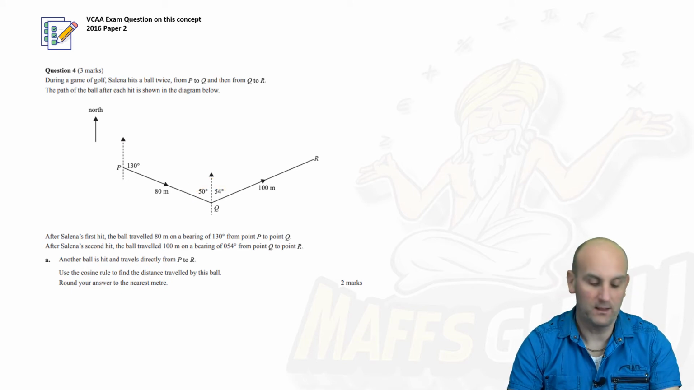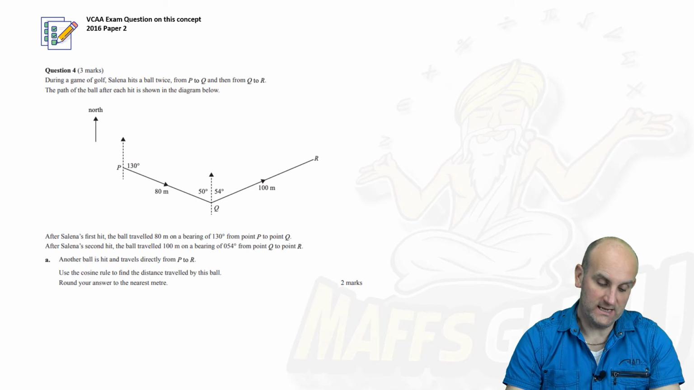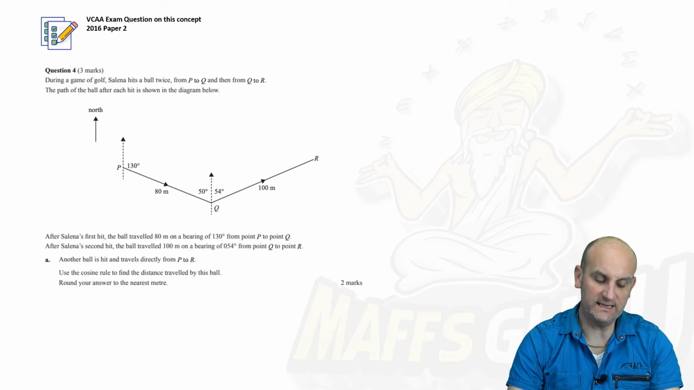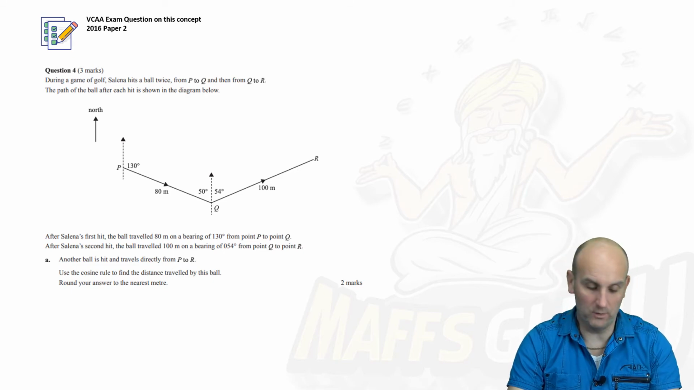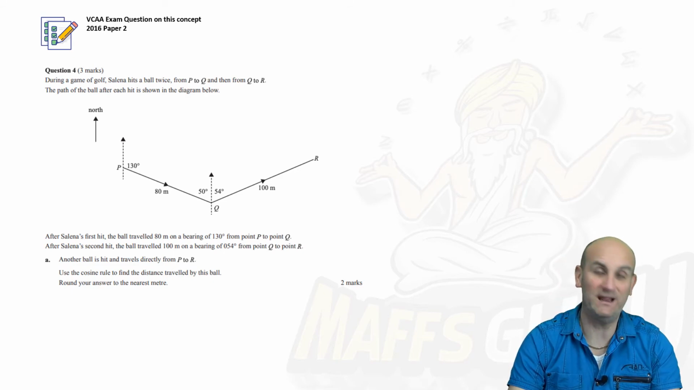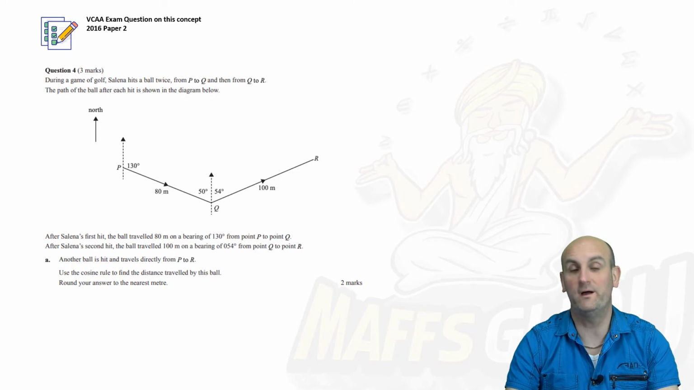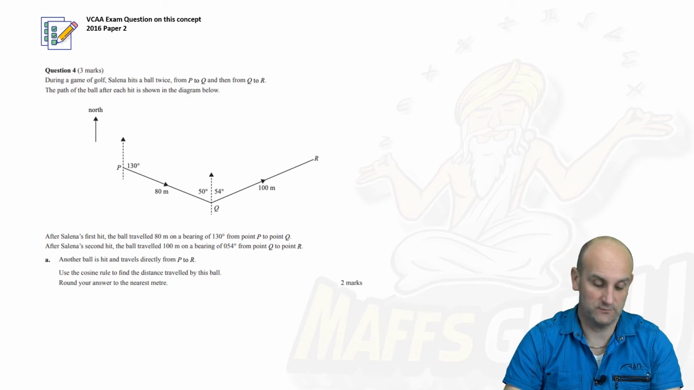add together. After Selena's first hit, the ball traveled 80 meters on a bearing of 130 degrees, don't care, from point P to point Q. After Selena's second hit, the ball traveled 100 meters on a bearing of 54 degrees from point Q to point R. Another ball is hit and travels directly from P to R. Lot of words there just to go to a cosine rule question.